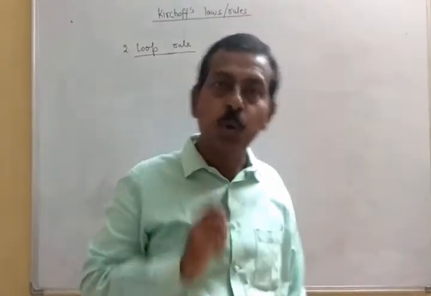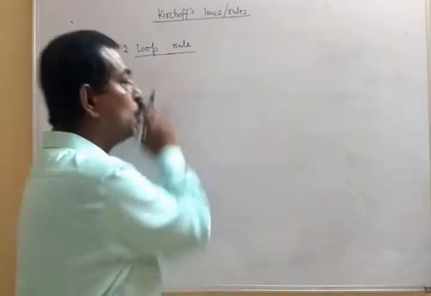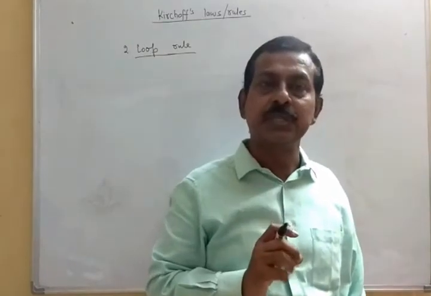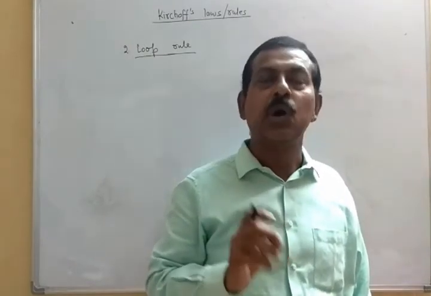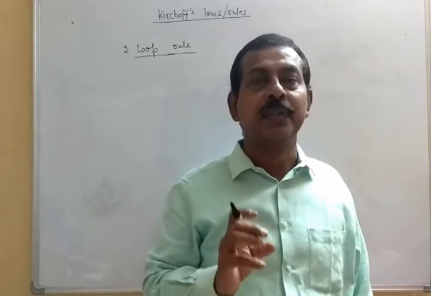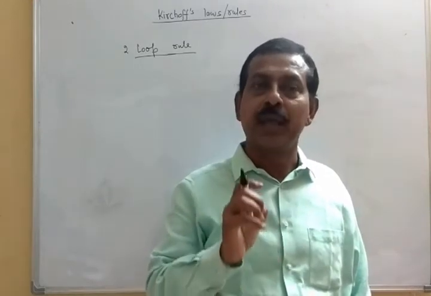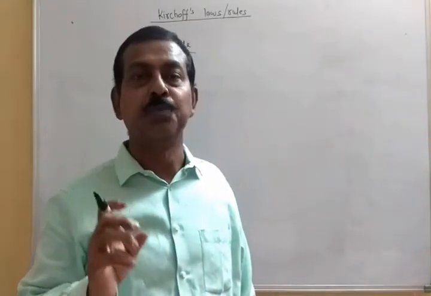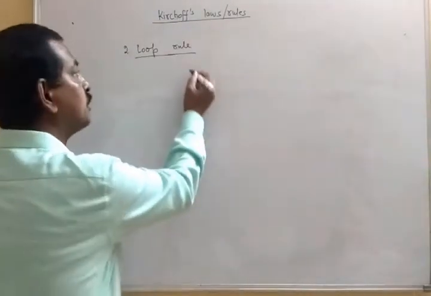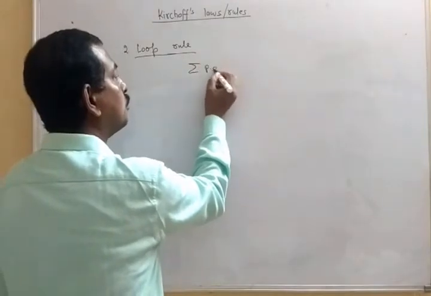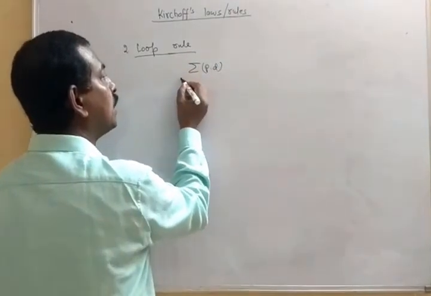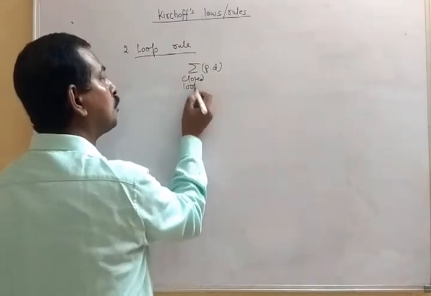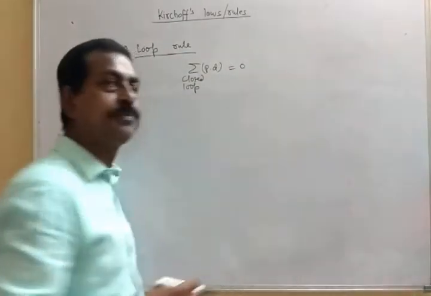Now let's take the loop rule. The loop rule says the algebraic sum of the potential differences across different arms of a closed loop is 0. That means we are taking the summation of potential differences across a closed loop as 0.